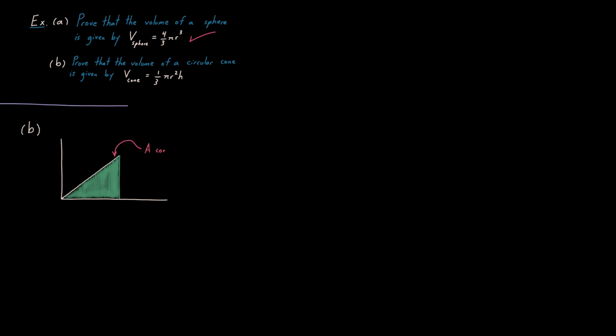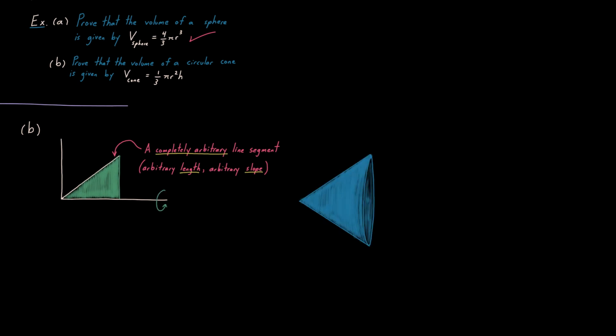Now then, same thing for a cone. I'm just going to take a generic line segment, completely arbitrary, meaning completely arbitrary length, arbitrary slope, and I'm shooting it off from the origin into the first quadrant without loss of generality. So arbitrary length, arbitrary slope, and if I swivel the resulting 2D region around the x-axis, I will create a blue cylinder.